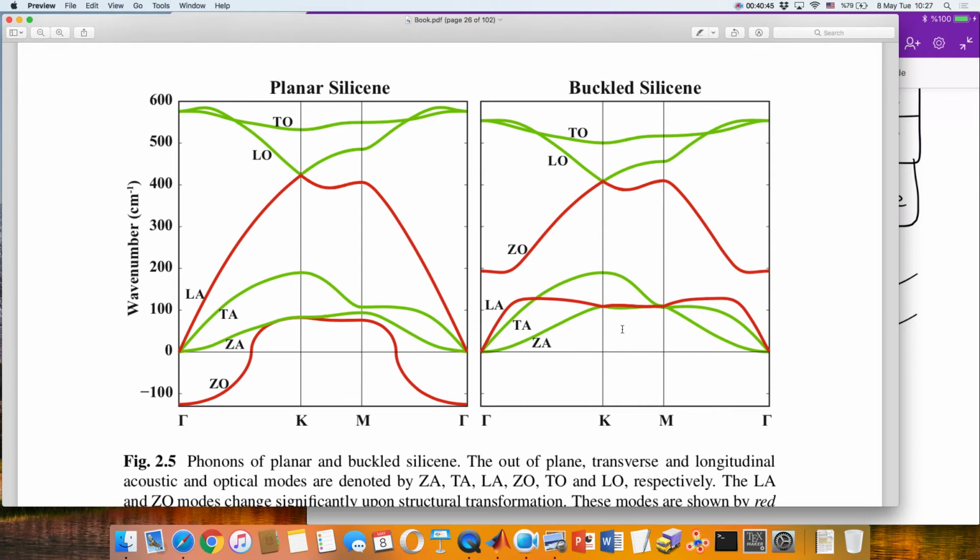And in 2012, this structure was actually synthesized on top of silver surfaces. And then you remember that we also predicted the germanium counterpart, like germanene. That was also synthesized in 2014, I guess, on gold substrates.